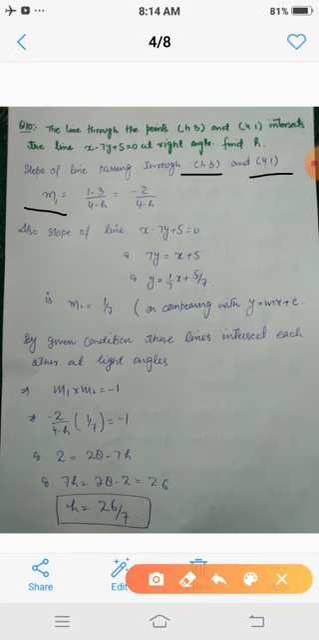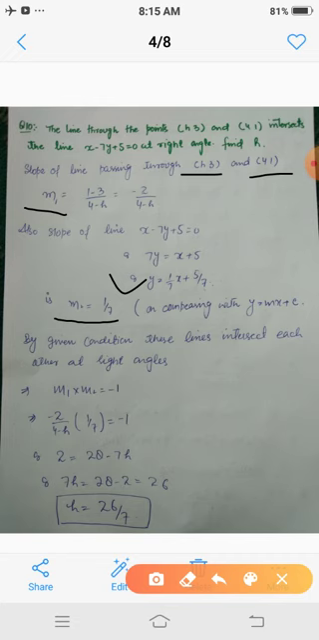Also, the slope of the given line, to which the line through these 2 points intersects at right angles. Now the given line is x minus 7y plus 5 equals 0, or we can write this as 7y equals x plus 5, or again in the form y equals mx plus c, which is y equals 1 upon 7 x plus 5 by 7. So this means that the slope of this second line, m2, is 1 upon 7, because on comparing with y equals mx plus c, here m is 1 upon 7.